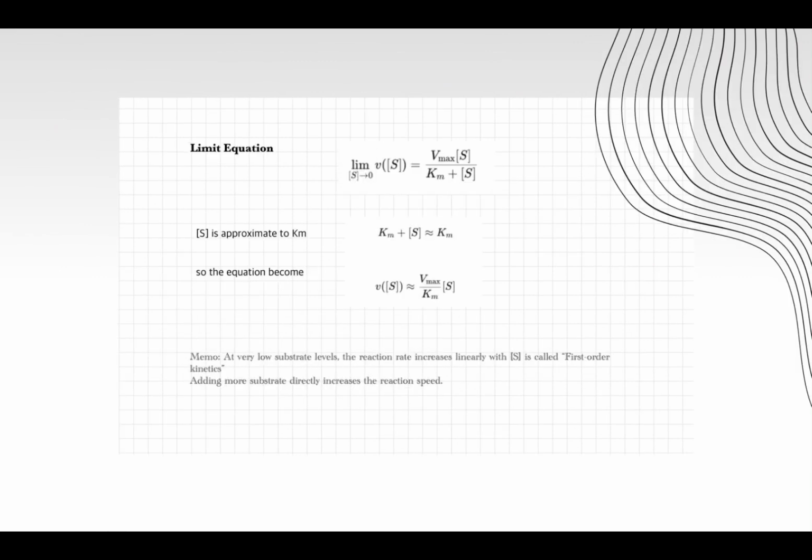So now we're going to use limits in application. First, let's take the limit as the substrate concentration goes to 0. So limit as S goes to 0, V equals Vmax times S divided by Km plus S. When S is very small compared to Km, we can approximate the denominator as Km. So the equation becomes V equals Vmax divided by Km times S.